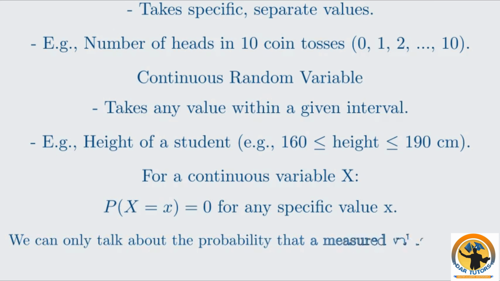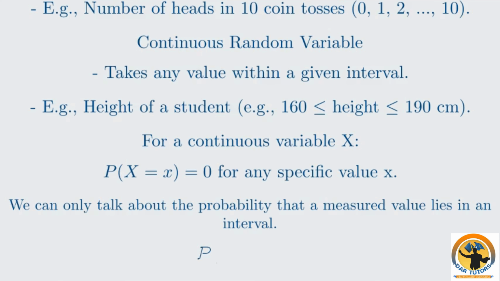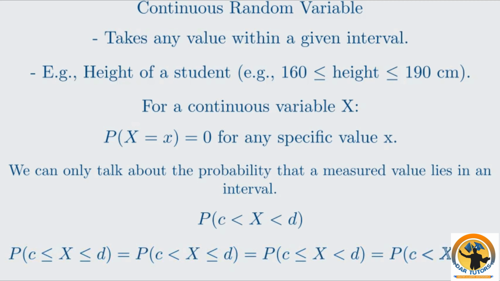Since we can't talk about the probability of a single point, what can we talk about? We can only talk about the probability that the measured value lies within an interval or range. So, for a continuous variable X, we are interested in finding P of X being greater than c and less than d. A direct consequence of this is that it doesn't matter if our interval boundaries are inclusive or exclusive. In other words, the probability of being strictly between c and d is the same as being inclusive of the endpoints. This is a key difference from discrete variables.